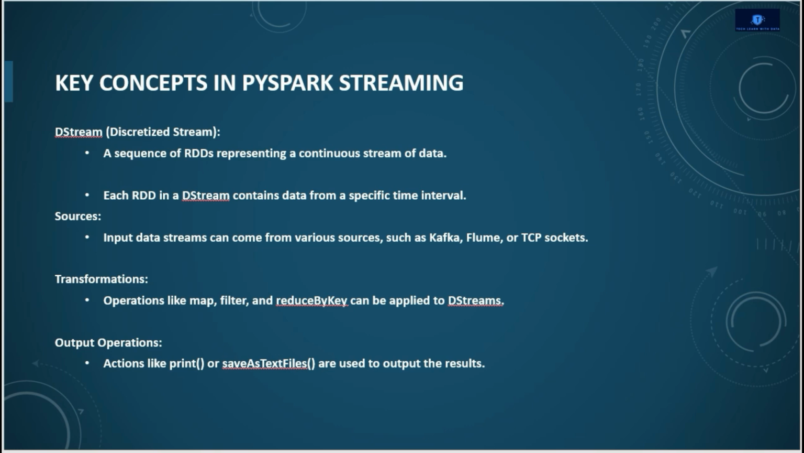Okay. Second one is the source. Source can be anything like Kafka, Flume, and TCP socket also. Third one is the transformation. It transforms the data, like map, filter, or reduce. Okay. Fourth one is the output. Same thing as I have told you earlier.